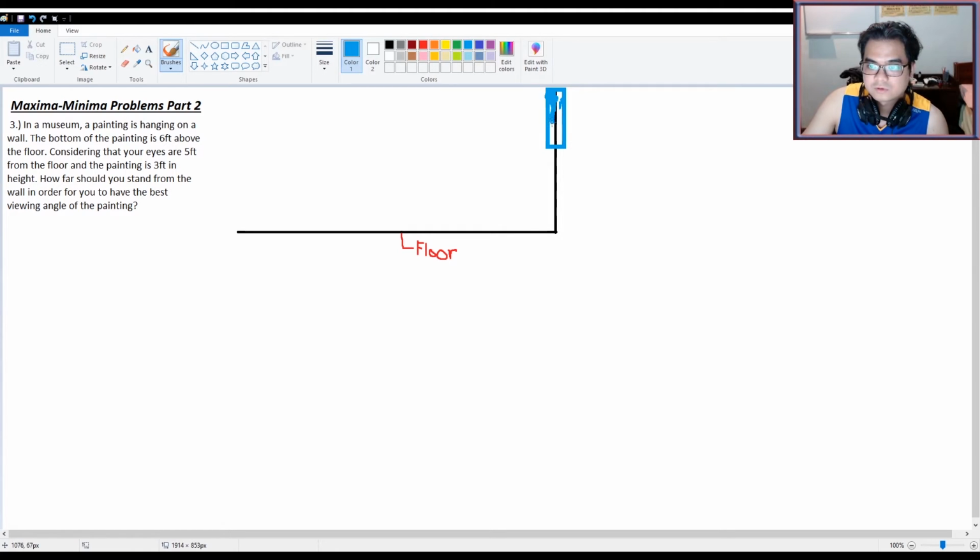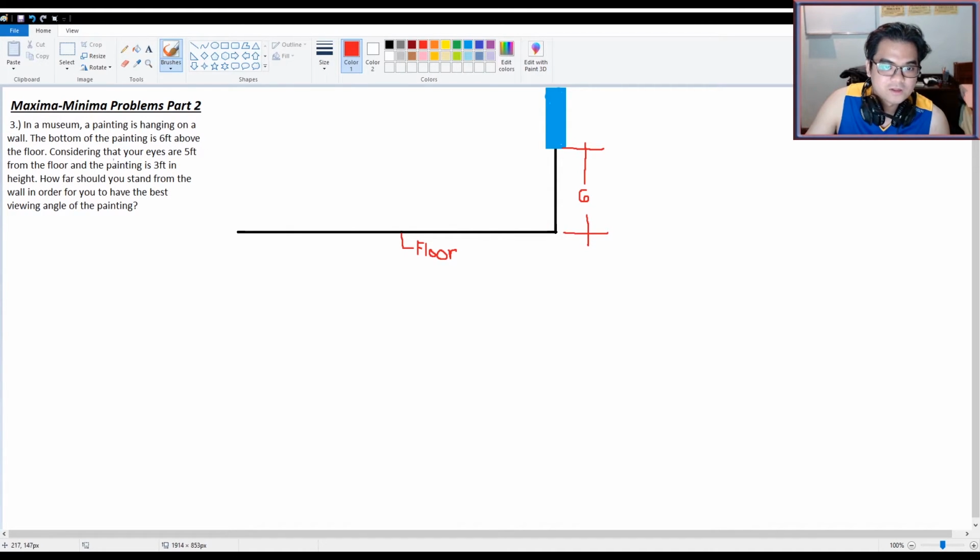Okay, let's try to color this one. So this will be your painting. Okay, so this is the painting. So that must be 6 feet, from here to here. This is the bottom of the painting and this is the floor. So this must be 6.